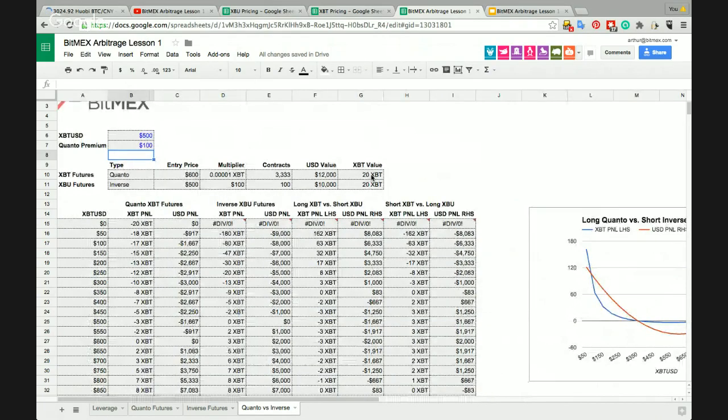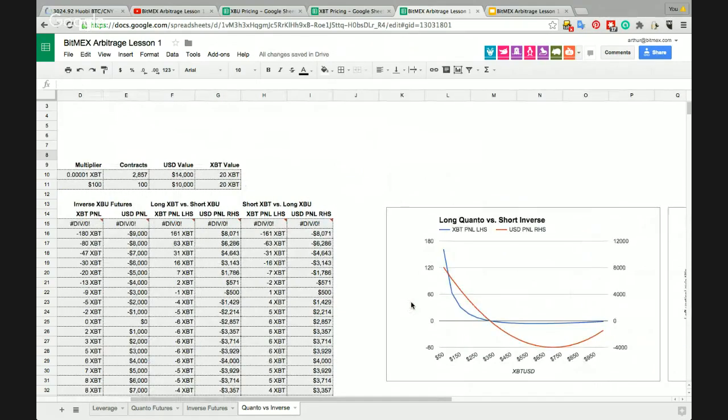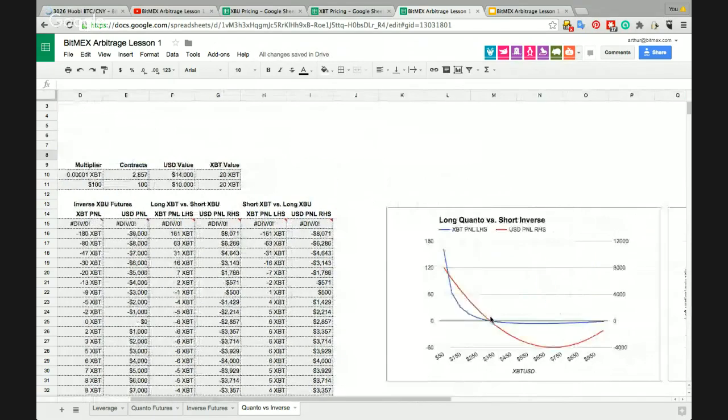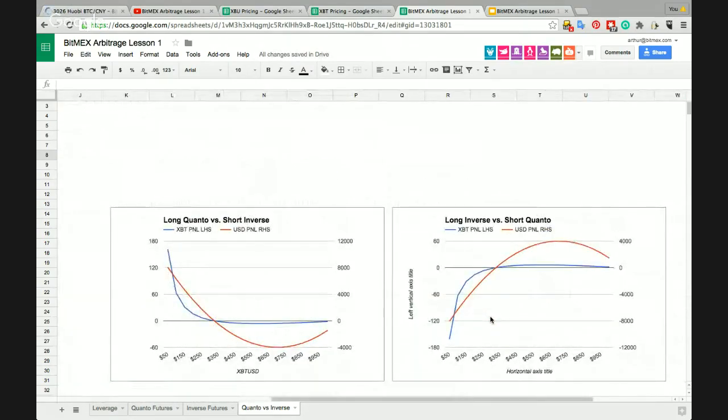So does that mean that you should always be long quanto and short inverse? Well, no, you have to look at how much you are paying for this volatility ticket. Sometimes in our daily expiring contract, we've seen situations where the daily premium is not justified by what volatility is likely to realize within the next 24 hours. In that situation, you want to be long inverse and short quanto. We'll cover those trades in more detail in future lessons.